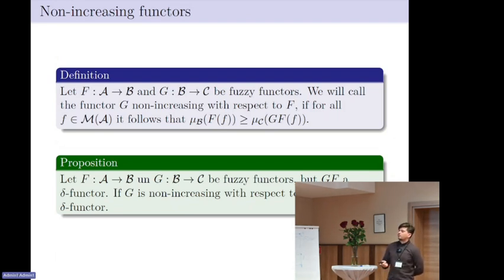And one of these conditions was that we ask that the functor g is non-increasing with respect to f, and then a non-increasing part with respect to membership degrees of morphisms. And with such an extra condition on functors, examples like the previous one do not exist.